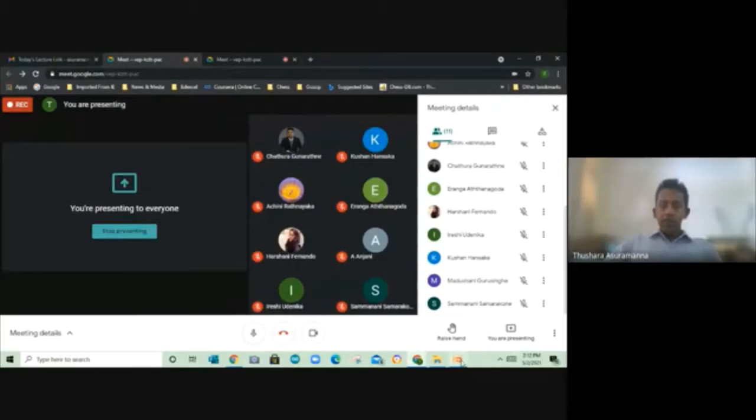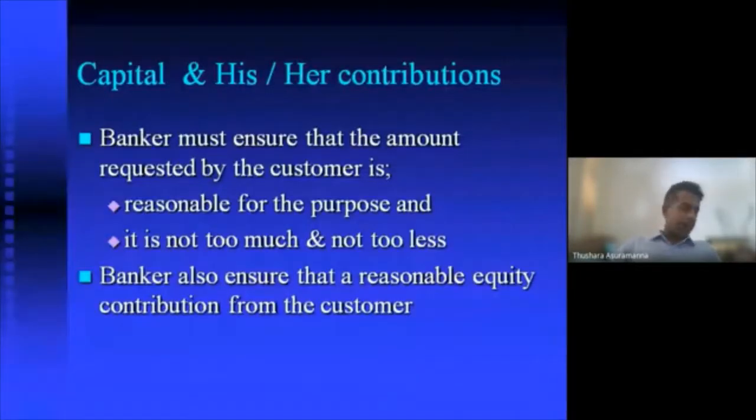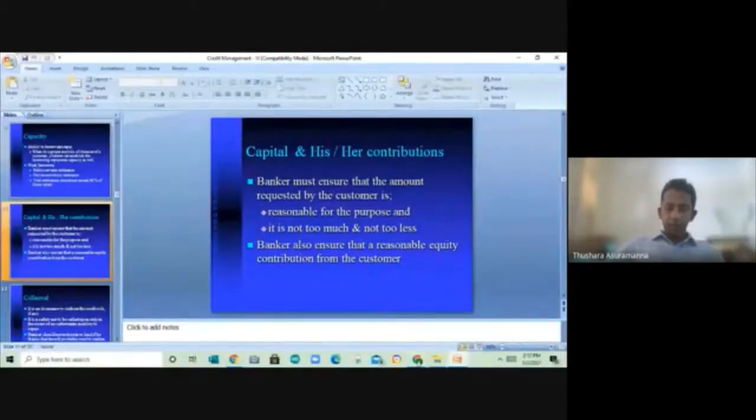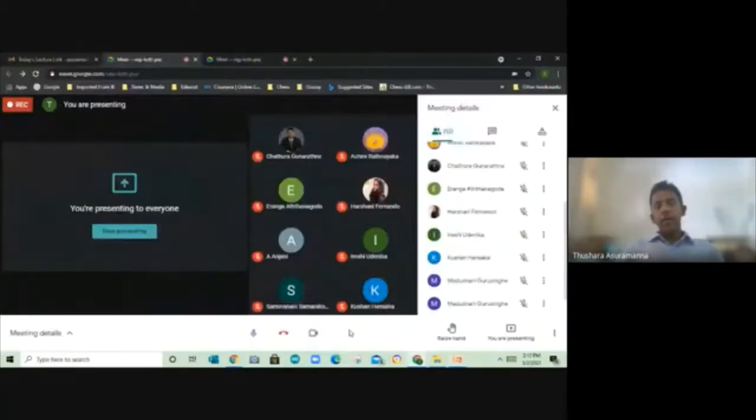Then we move to the capital, or contribution. Why do we think this is important? Any thoughts? Any idea? Why do we think capital, customer contribution, equity of the business is important? Any thoughts?